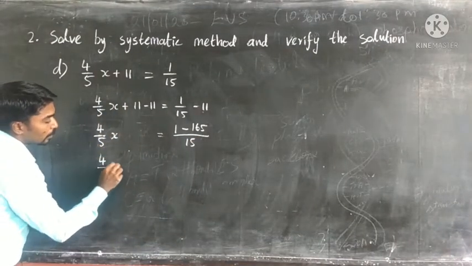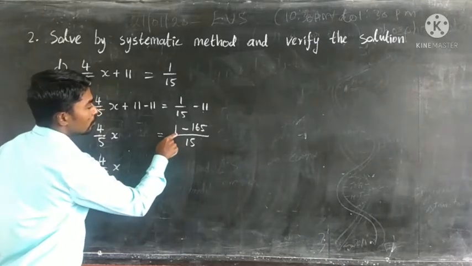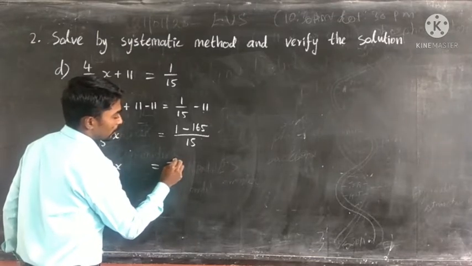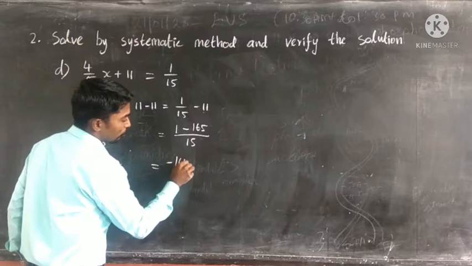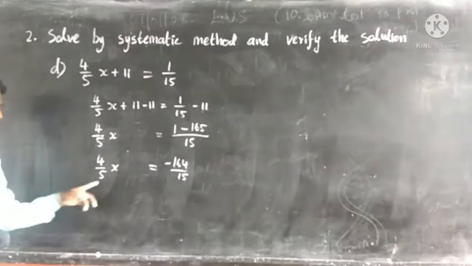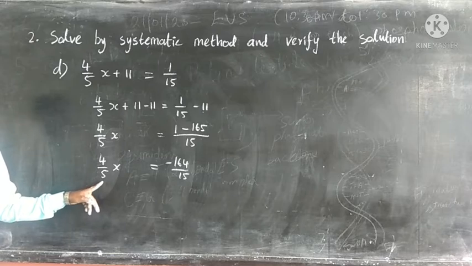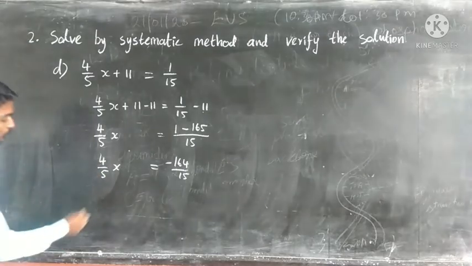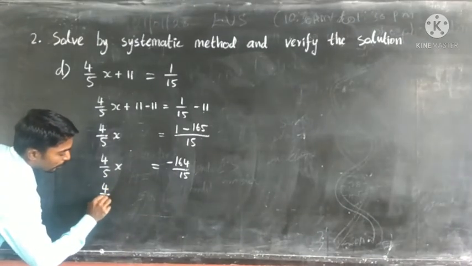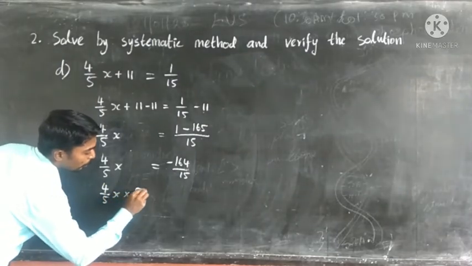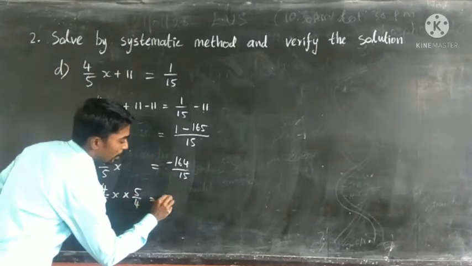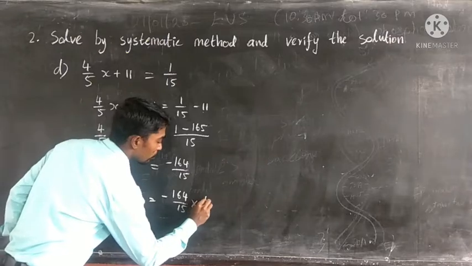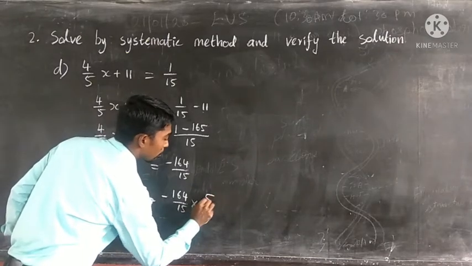4 by 5 x is equal to 1 minus 165. If we subtract, we get minus 164 by 15. Now we are going to multiply on both the sides by 5 by 4. 4 by 5 x into 5 by 4 is equal to minus 164 by 15 into 5 by 4.